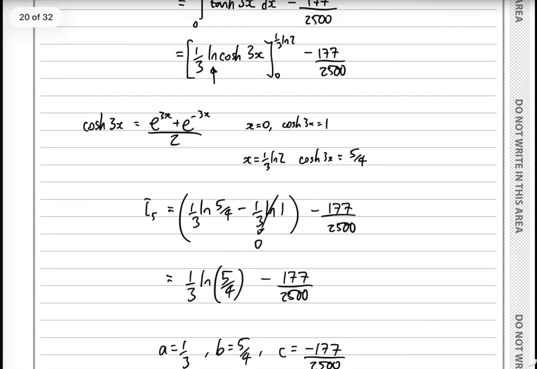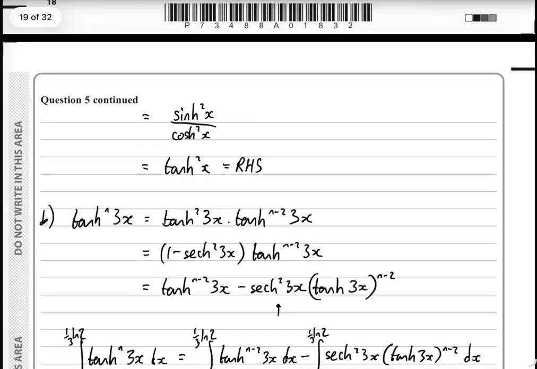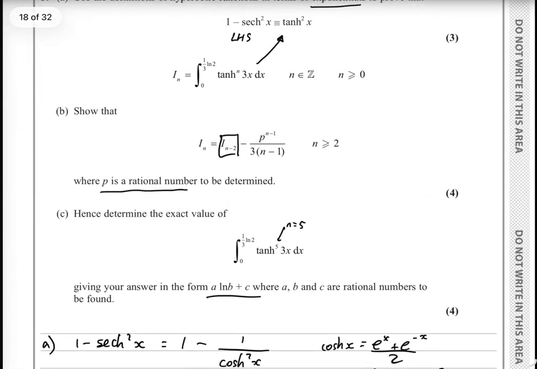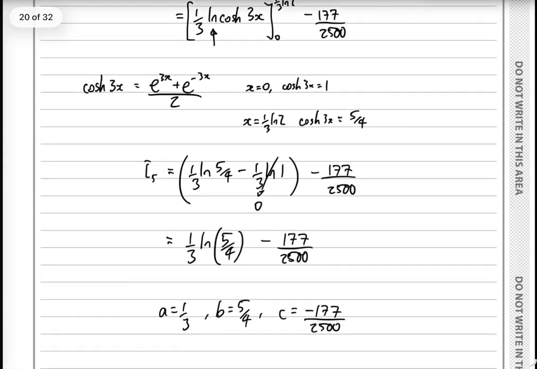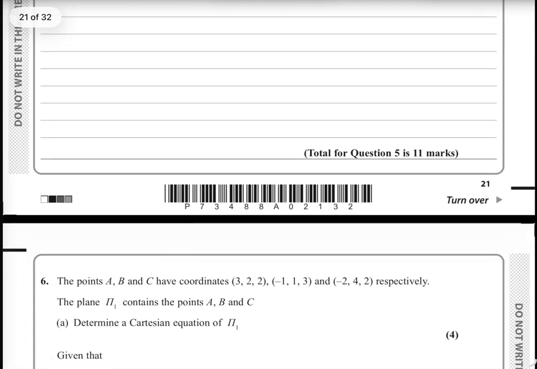There we go. That should be part C finished. Question 5 finished. They're all rational numbers. Yes, that's good. Okay, on to question number 6.